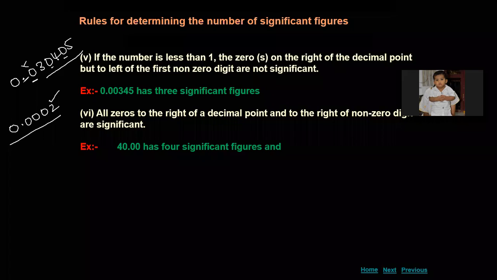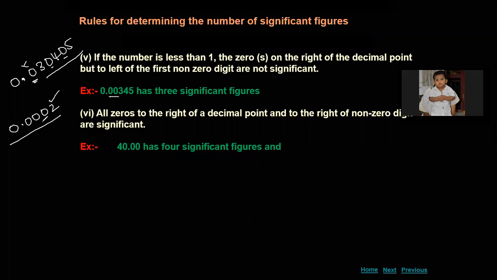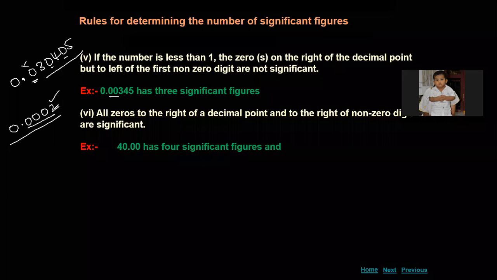I am speaking about numbers less than one only. If any number less than one is there, in that, after the decimal, whatever zeros are there till the non-zero digit, those zeros are not significant. Here two zeros are there, these are not significant. Here a 0 is there, this is not significant. And here 3 zeros are there, these are non-significant.